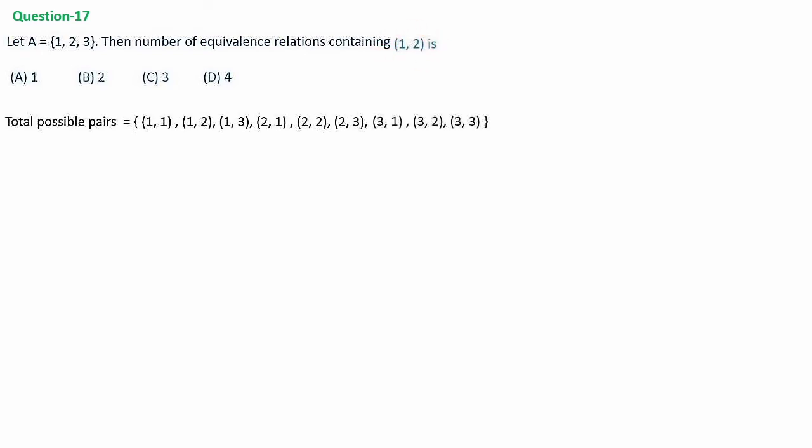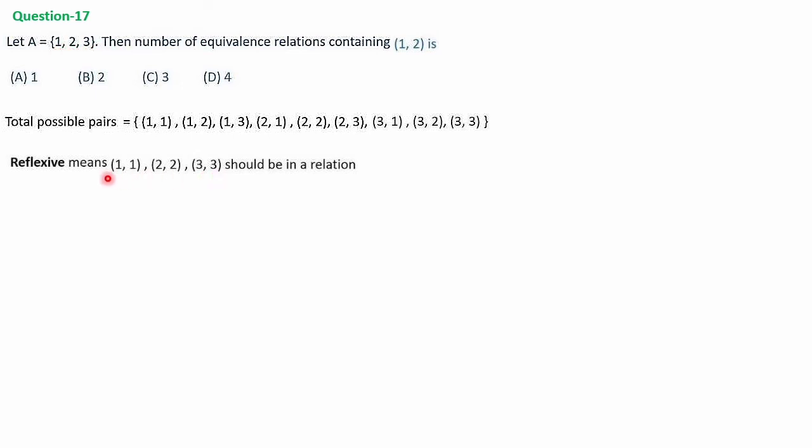First of all, total possible pairs. Here set A is 1, 2, 3 is given. Let's write A cross A first. That is the maximum possible pairs. That is (1, 1), (1, 2), (1, 3). The next is (2, 1), (2, 2), (2, 3). Next is (3, 1), (3, 2), (3, 3). So this is the maximum possible pairs, or A cross A we can say. Then reflexive means, since the set is 1, 2, 3, (1, 1), (2, 2), (3, 3) must be there.